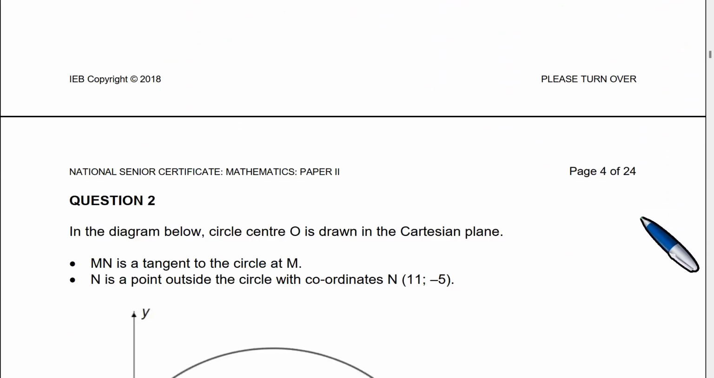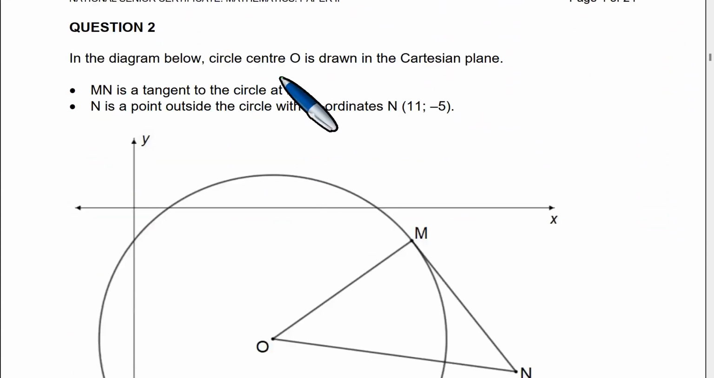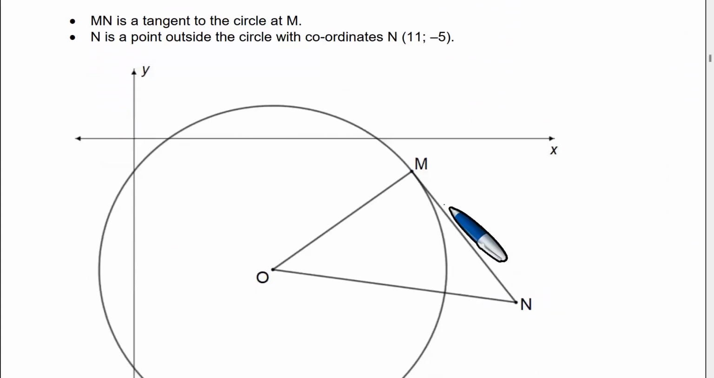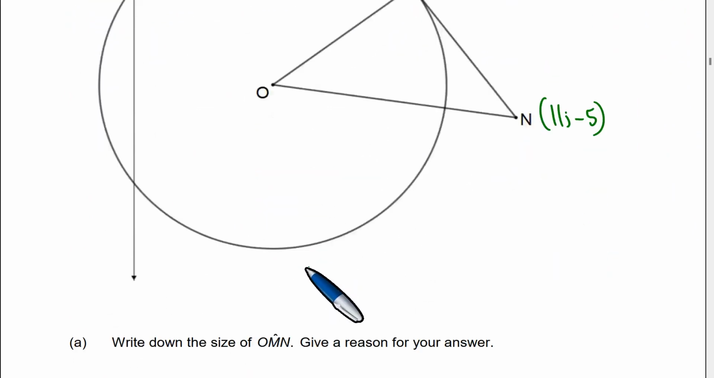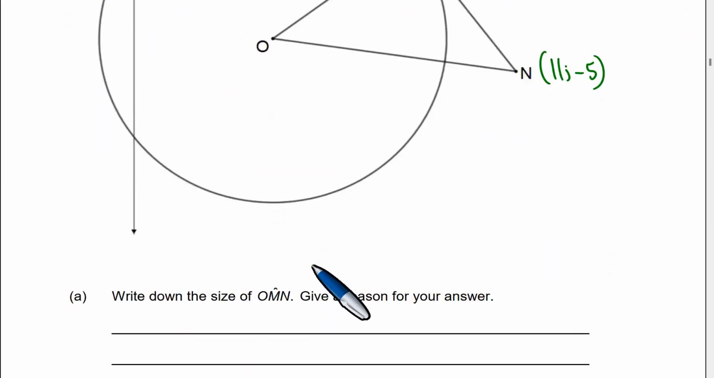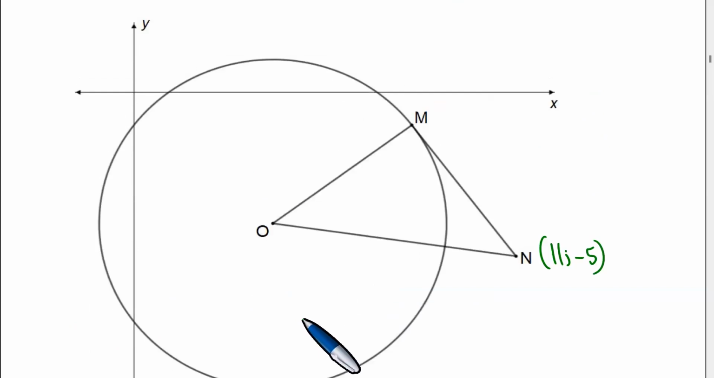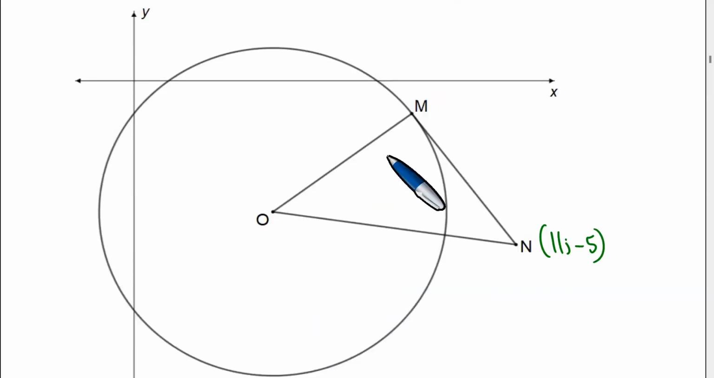Next question. In the diagram below, circle O is drawn in the Cartesian plane. MN is a tangent to the circle, and N is a point outside the circle with coordinates 11 and minus 5. So the coordinates here are 11 and minus 5. And obviously you have the origin. Write down the size of angle OMN.